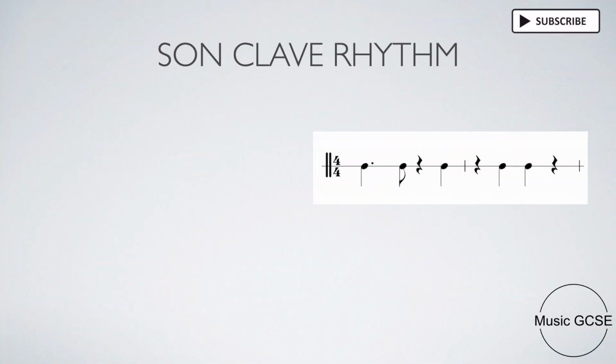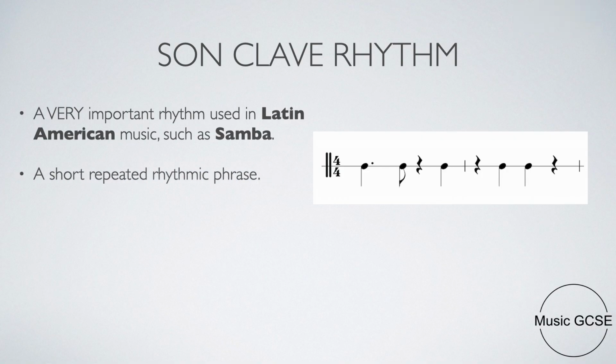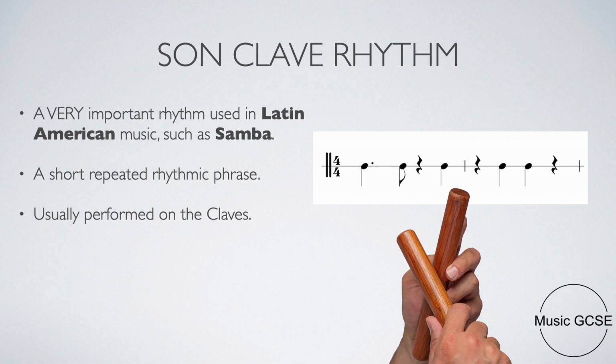The son clave is a very important rhythm used in Latin American music such as samba. It is a short repeated rhythmic phrase that will repeat throughout the piece of music. It's usually performed on an instrument called the claves, which is 2 pieces of wood which are hit together, as you can see in the picture here on screen. Have a listen to what the son clave rhythm sounds like.